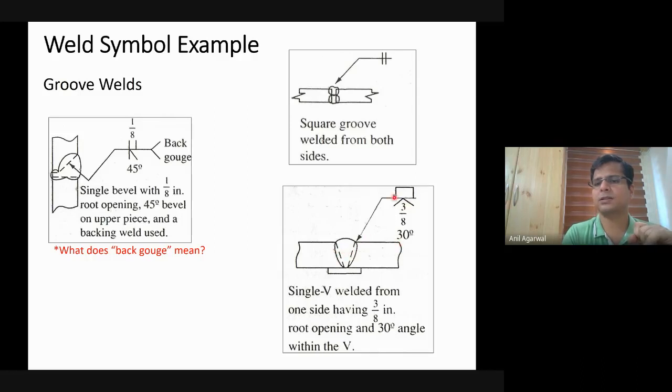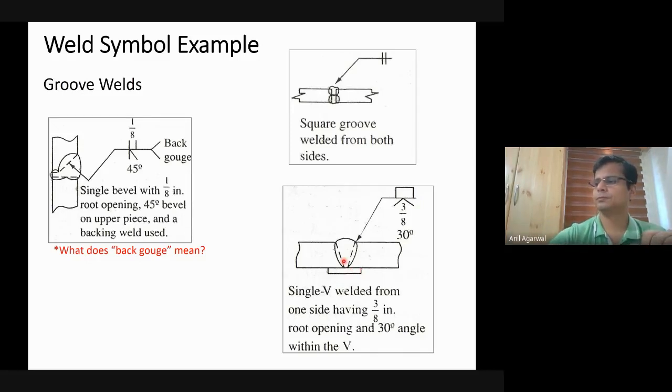And then this rectangle here represents the backup plate. That means you have to provide a backup plate, because there is a risk that this 3/8 inch opening will lead to flowing away of the filler material. So you need to provide the backup plate. Okay. Any questions now?